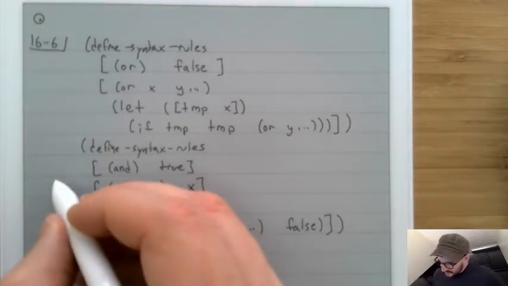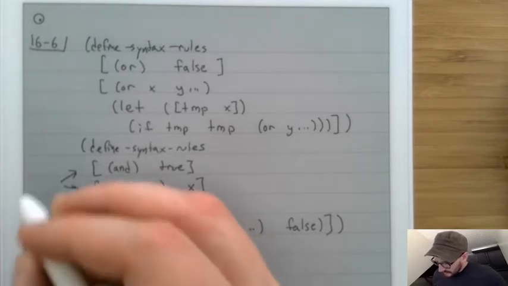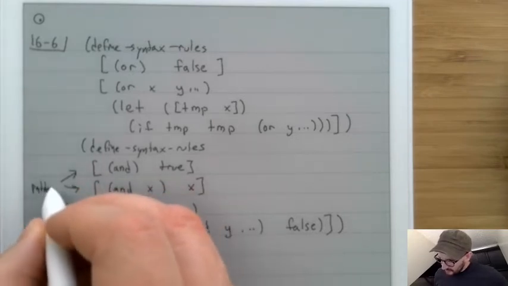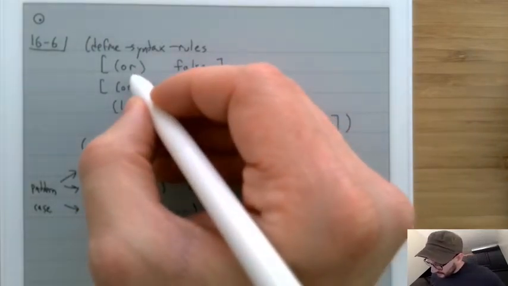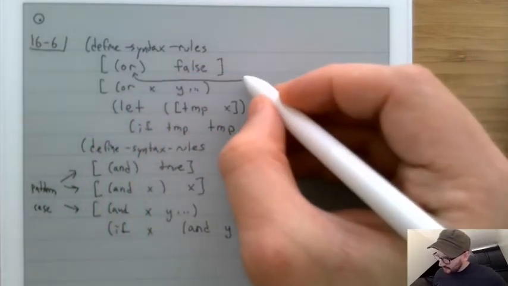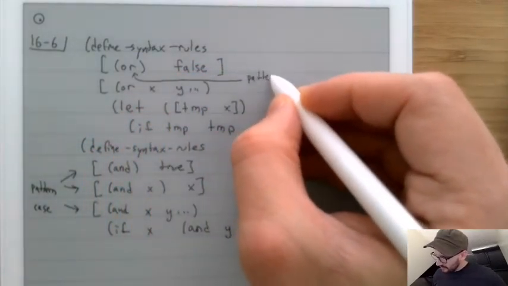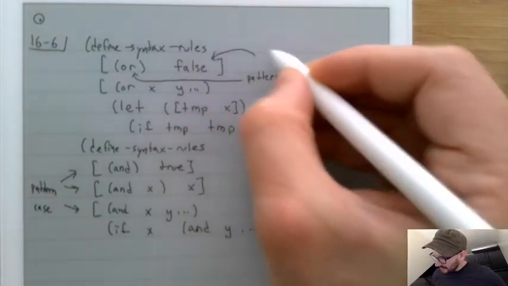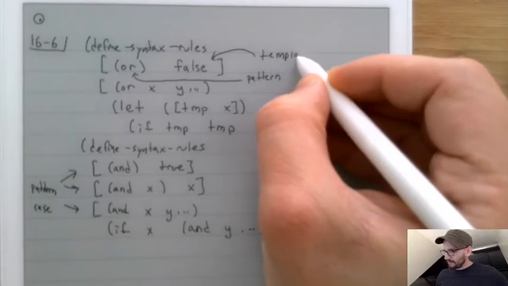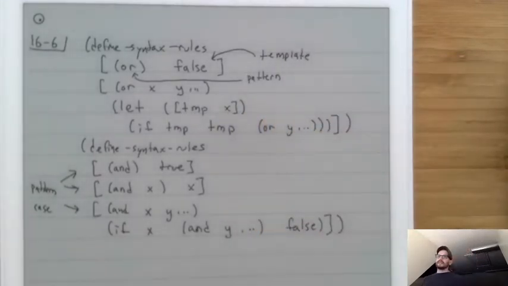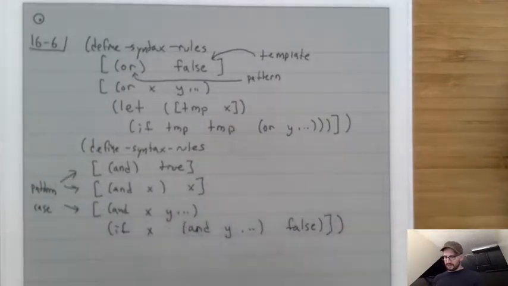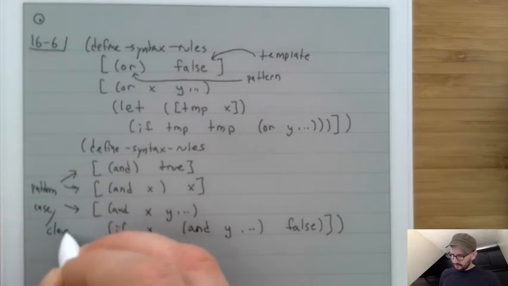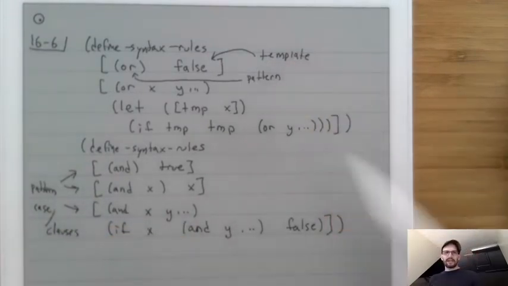So each one of these things is called a pattern case. This part right here on the left is called the pattern. And this part right here is called the template. Okay, so one set of syntax rules has many pattern cases, also called clauses. And then each clause has a pattern and a template. All right.